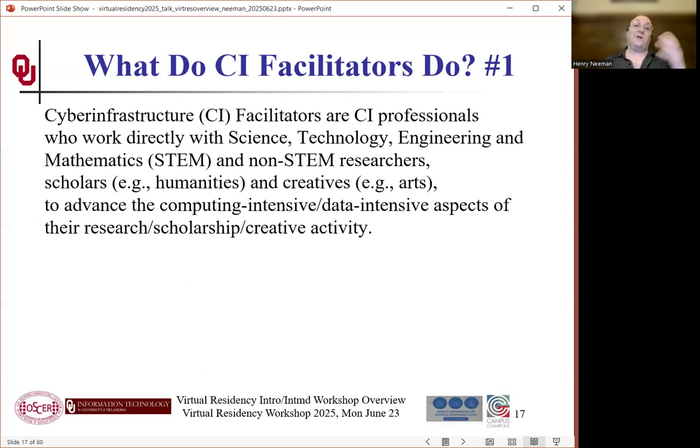All right, well, what do facilitators do? They work with STEM and non-STEM researchers, scholars, and creatives to advance the computing or data-intensive aspects of their research or scholarship or creative activity. And by the way, from here on out, I'm not going to bother to say that long phrase. I'm just going to say research, but I really mean research, scholarship, and creative activity.